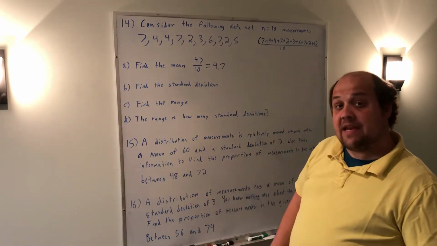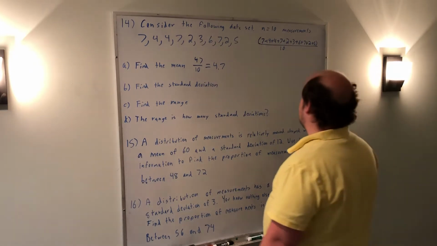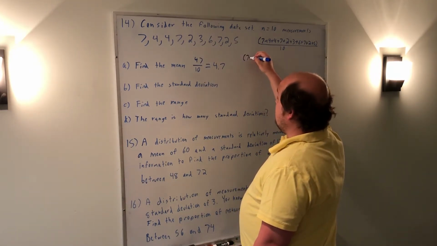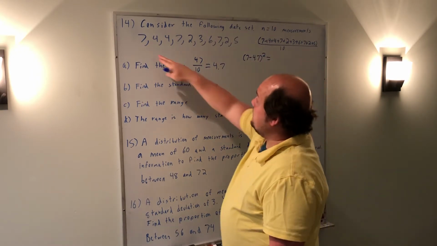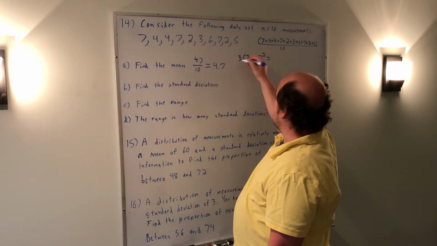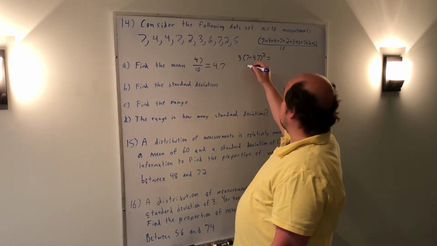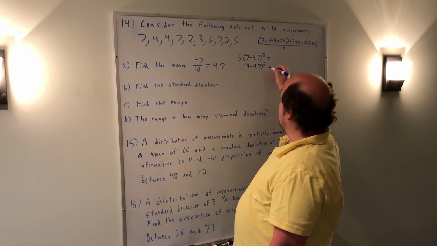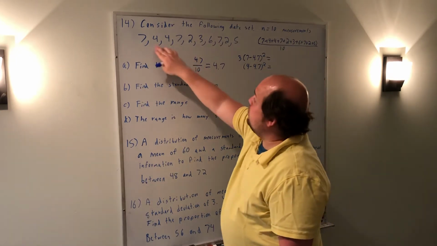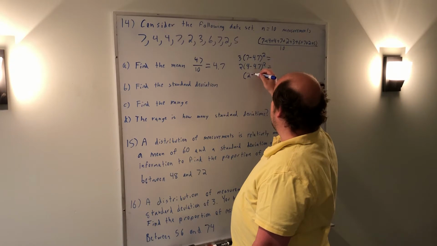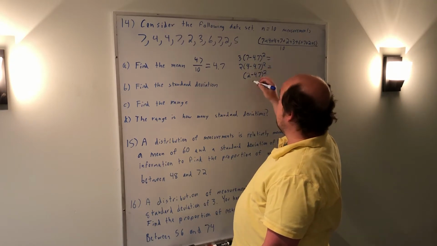Now that I have the mean, I need to find the squared distances from each of the data points to the mean. So the first is 7. I'm going to subtract 4.7 from it and square it. I see that 7 occurs 1, 2, 3 times in the data set, so really I'm going to do this 3 times. Then I'm going to do 4 minus 4.7, square the result, and in this case, I'm going to do it twice. Then I'm going to do 2 minus 4.7, square the result.